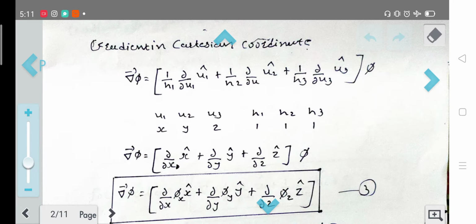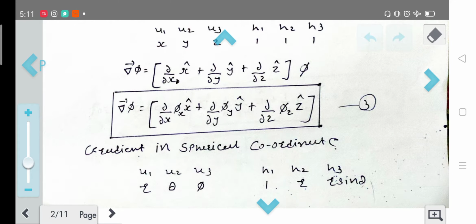So we will have gradient of phi is equal to del by del x, this is the x component of phi, x cap plus del by del y component of phi, y cap plus del by del z component of phi, z cap.